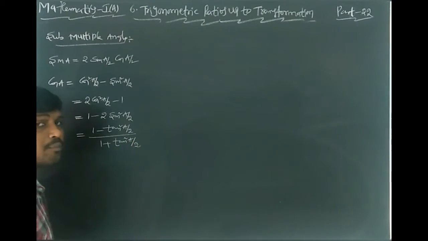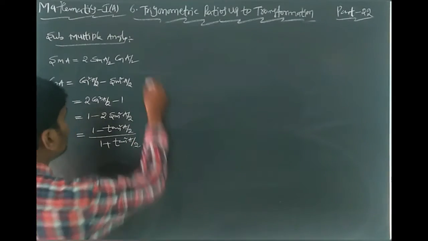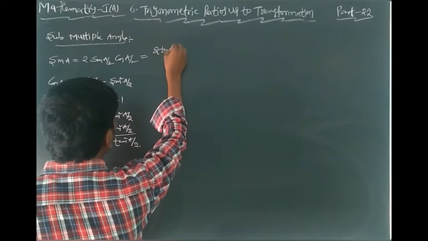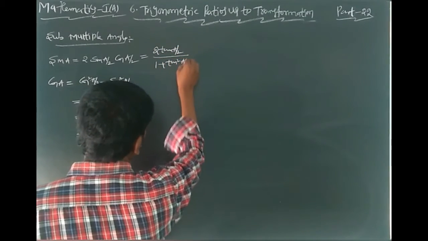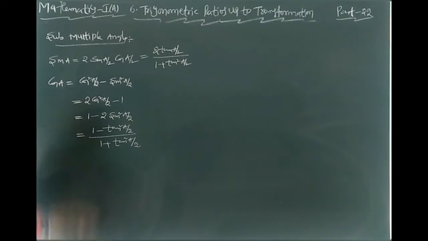What is the formula of sin a? In terms of tan, 2 tan a by 2 by 1 plus tan square a by 2. Similarly, you can write this one as sin a.